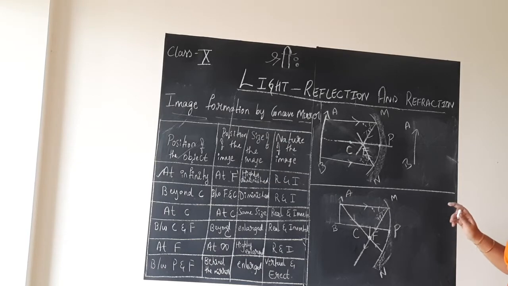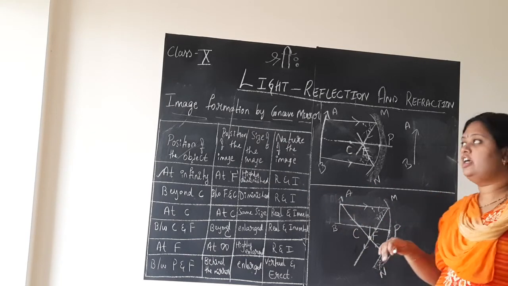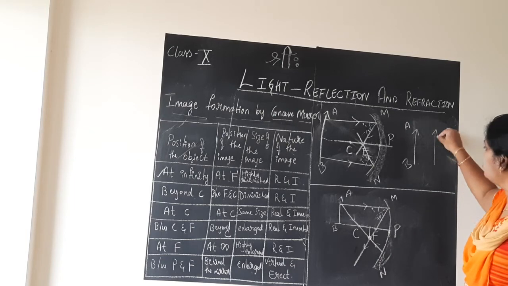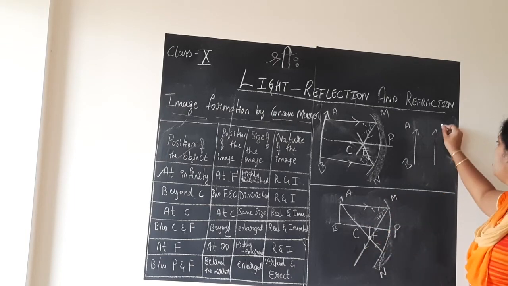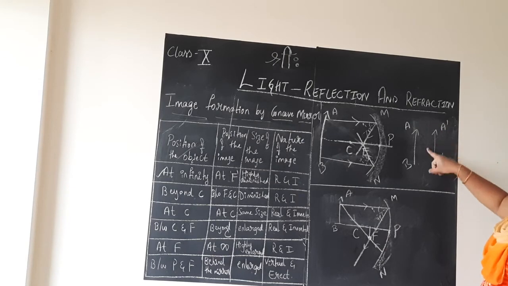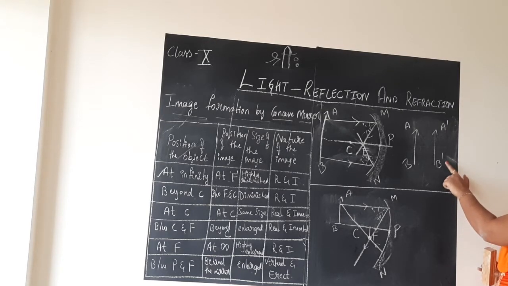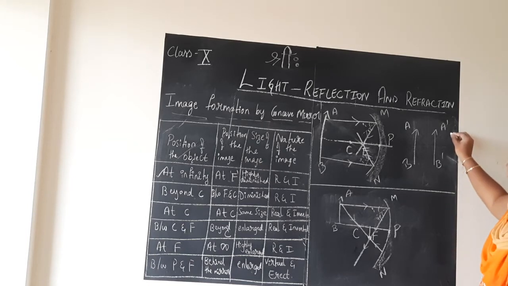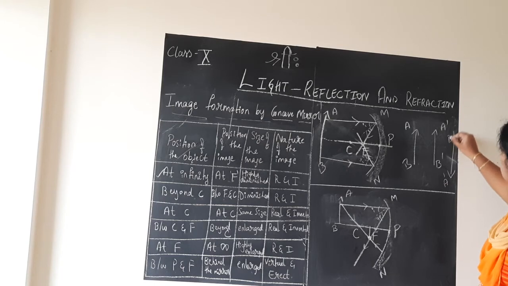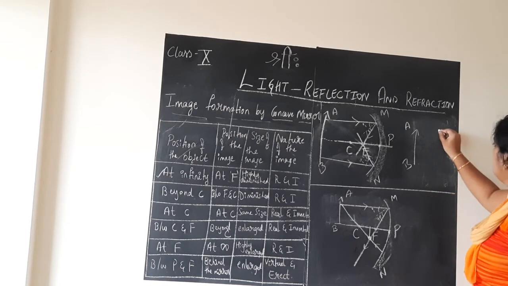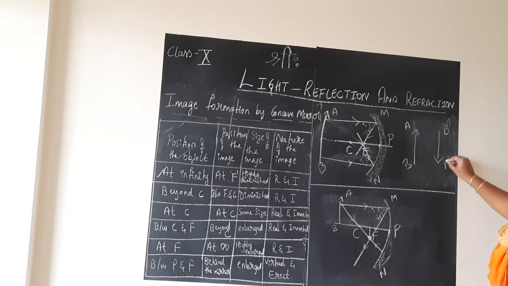If we say that the images are real and inverted, meaning earlier it was straight and erect. In the case where you get a virtual and erect image, how do you represent it? It is represented with the arrow head upwards, A dash B dash. This is a virtual and erect image. This is how you represent it. If the image is real and inverted, inverted means upside down, so the arrow head should come down. This is A dash, this is B dash. We will erase this, and for a real and inverted image we use the representation B dash A dash.